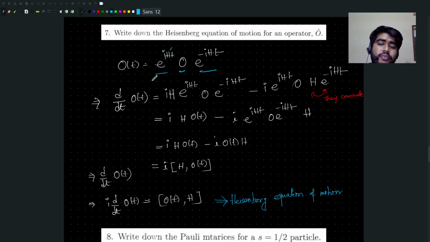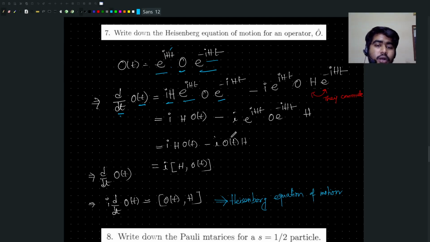So you start with this and take a time derivative of this operator. The d/dt will act on all of this like a product rule, on one factor at a time. First d/dt acts on e to the power i H t, so i H comes out, and we are left with e to the power i H t O e to the power minus i H t. Then on the second term it acts on e to the power minus i H t, which also gives H e to the power minus i H t.